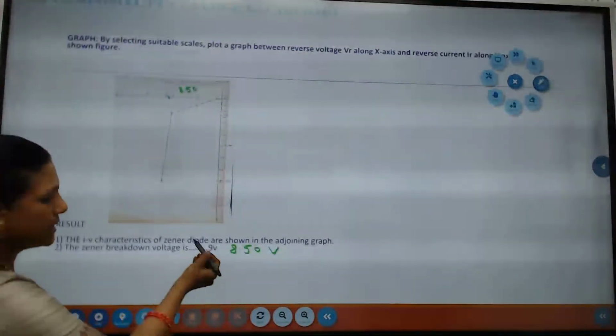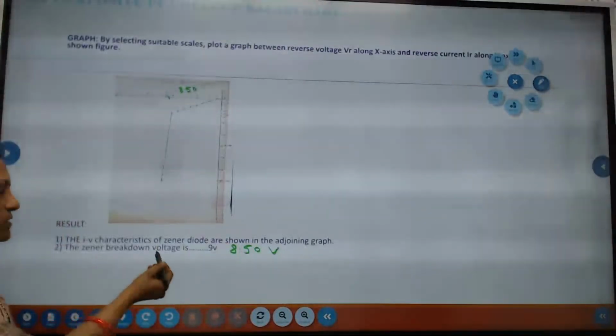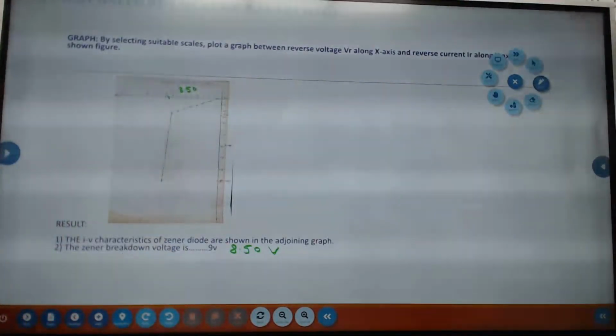That means we have drawn the IV characteristics of the Zener diode and we got the breakdown voltage, which is nearly equal to 8.50.